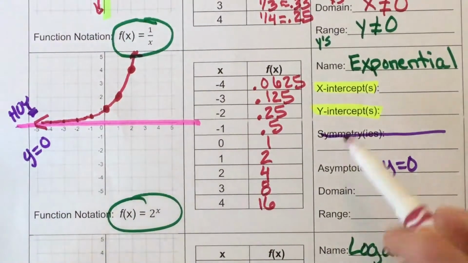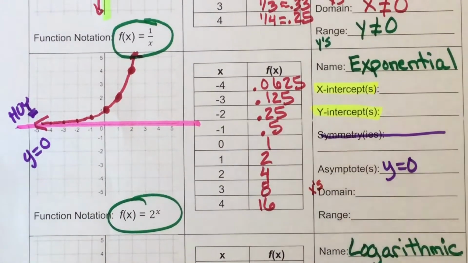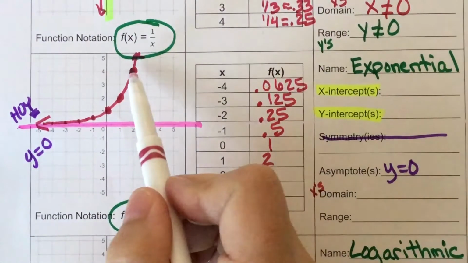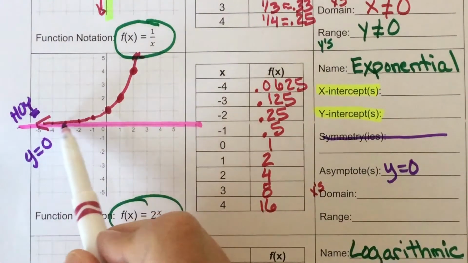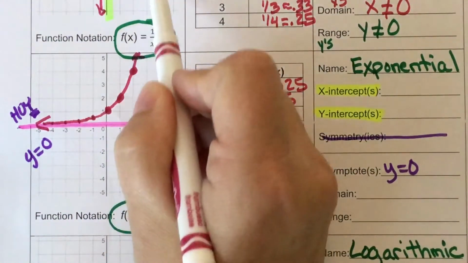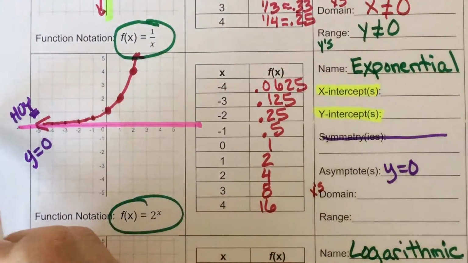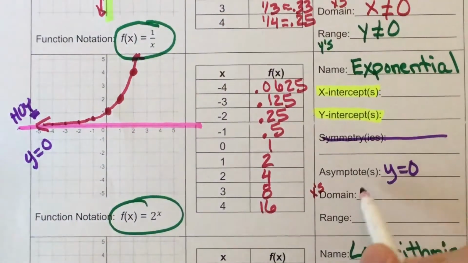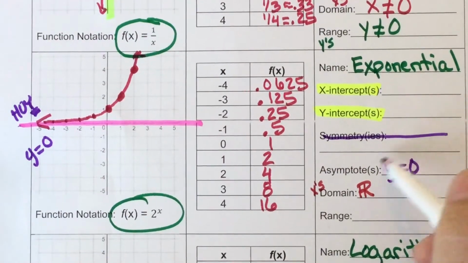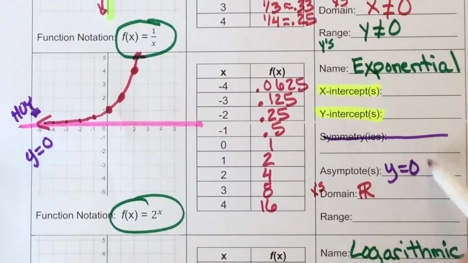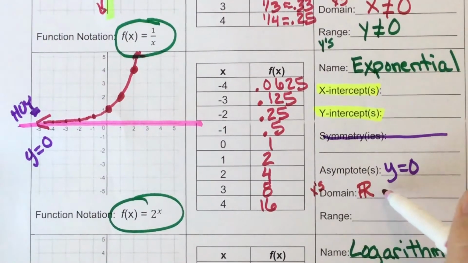Okay, domain. Let's look at x's. We're looking left and right. So as I move my marker to the left, I hit an arrow, which means I go forever to the left. As I go to the right, I hit an arrow, which means I go forever to the right. So this graph goes forever to the left and forever to the right. So domain are all real numbers. If I would have had an asymptote of x equals something, then there would have been a restriction on the x.